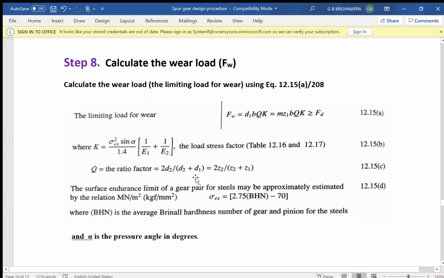Q is the ratio factor, which is given here, and K is the load stress factor from table 12.16 and table 12.17. You can obtain that, or by using this equation we can find out K if you know these E1 and E2 values. Alpha is the pressure angle. Sigma ES for steels can be approximated as follows, where sigma ES is the surface endurance limit, equal to 2.75 into BHN minus 70.